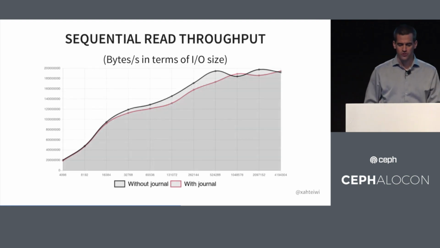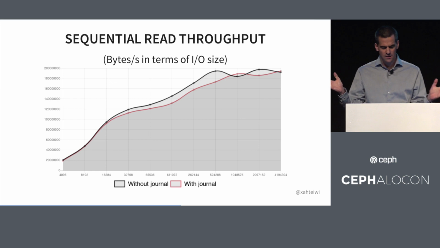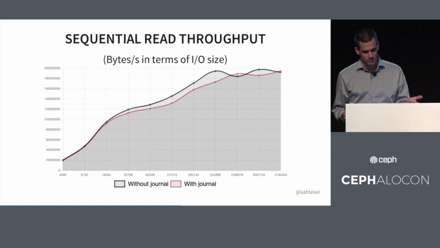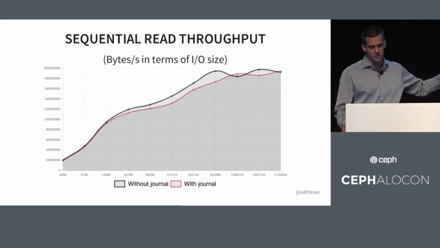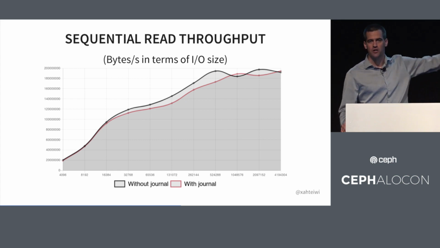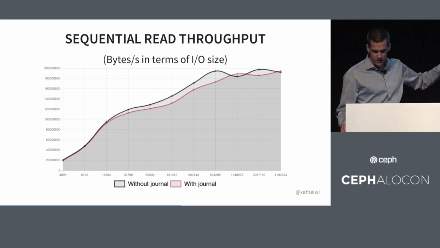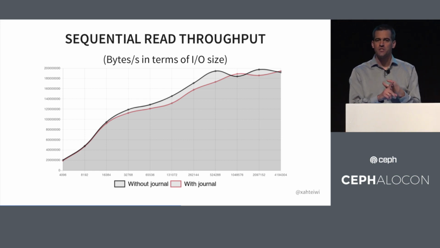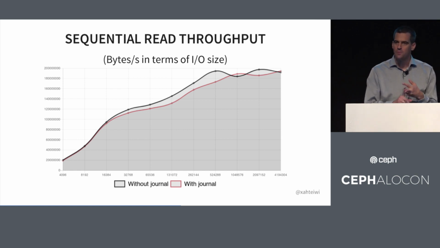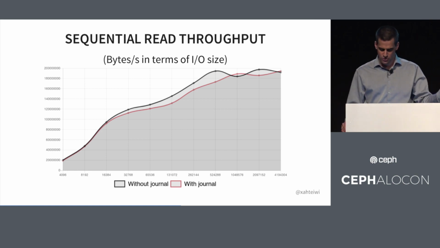So again, good news first. With reads, I should perhaps explain what you see on these charts. On all of these charts, we have the I/O size on the x-axis. That goes on a scale of powers of 2, from 4K to 4 meg. And the y-axis, which is linear, has either bytes per second if we're dealing with throughput, or IOPS if it's IOPS that we're looking at. The black line is always what we get without journaling. The red line is with journaling enabled.